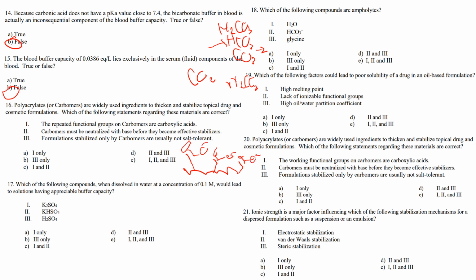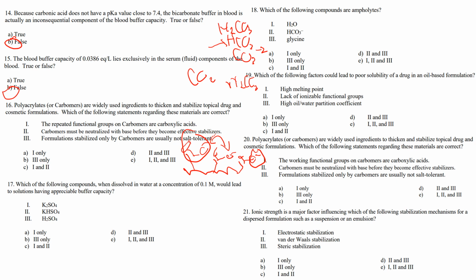So carboxylic acids, is there repeating chains of those? Yep, pretty much. So we know one is correct. They must be neutralized with the base. So the whole reason these work and why I had to draw these O minuses right here is they do need to be base stabilized. It's kind of the repulsion of these O minus charges that stabilizes it, makes it a stable form. So number 2 is true.